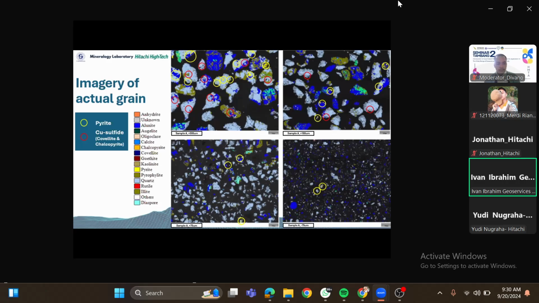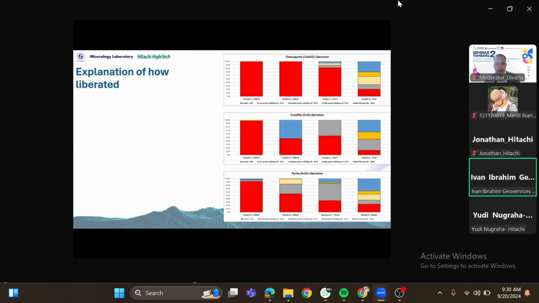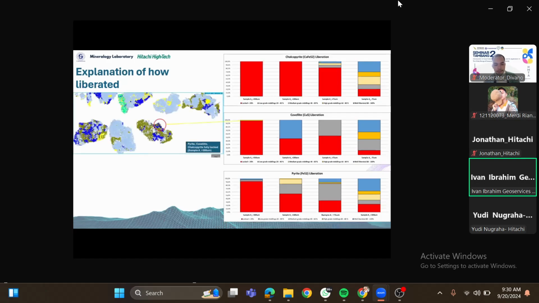Oke, next. Kita coba memberikan gambaran lagi nih. Kalau pakai bar chart kayak gimana? Merah nih full masih dipeluk, biru mulai bebas. Nah, kita lihat di gambar itu kan ada yang copper sulfide-nya setengah-setengah tuh, setengah-setengah mulai bebas. Ada yang masih dipeluk. Gitu.